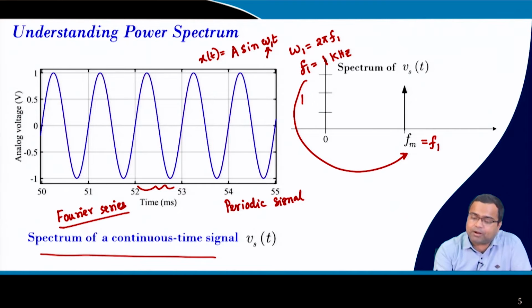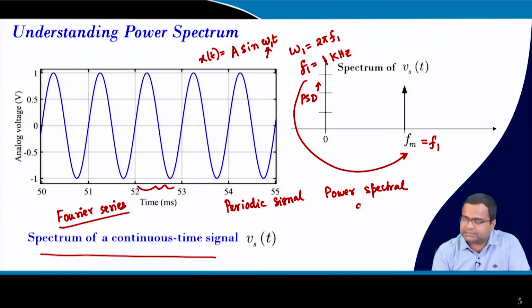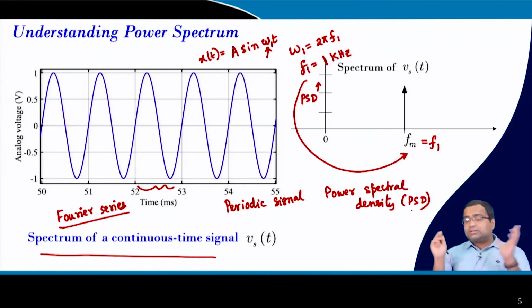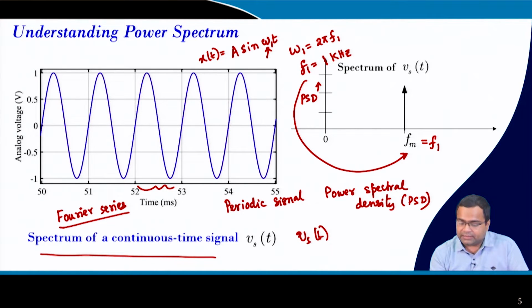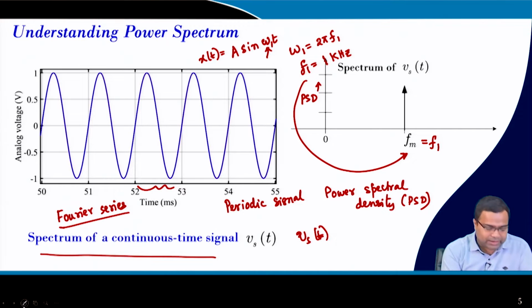So, in the frequency spectrum, what is the y axis? The y axis is the power spectral density. In short form, we write PSD. How does it look like? So, power spectral density, if we write the Fourier, that means if x, in this case Vs of t, if we pass through, okay.